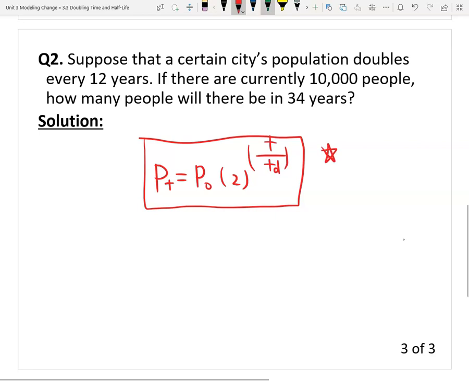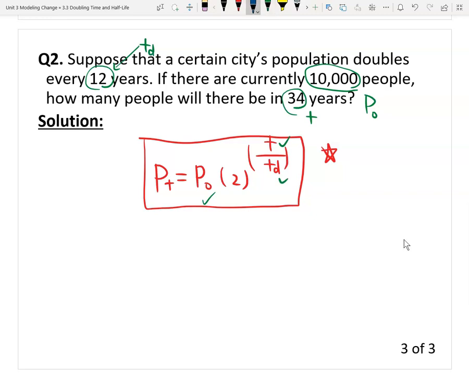Now, we need to find the parameters. What is P0? It says currently, which is the initial value P0, we know. What is t? It asks 34 years later, which means we know t. What is TD? Doubling time. See, every 12 years it doubles, that's TD. So we also know. Now, easy. We plug in every parameter.